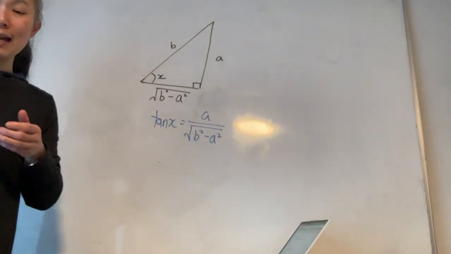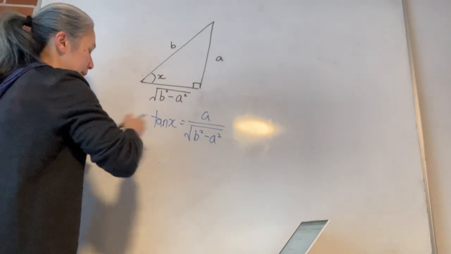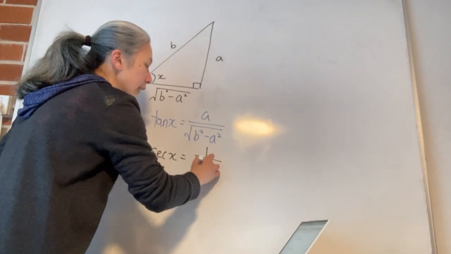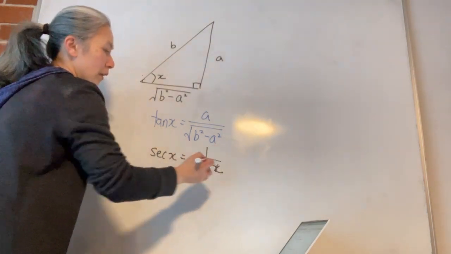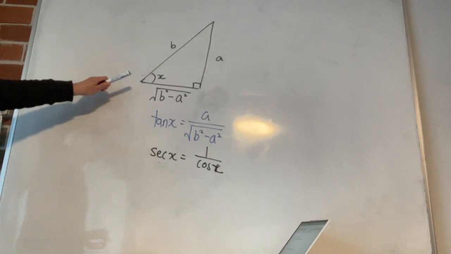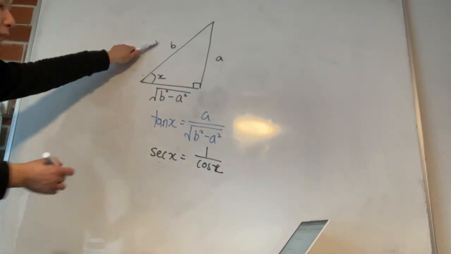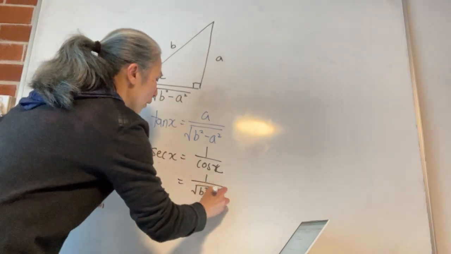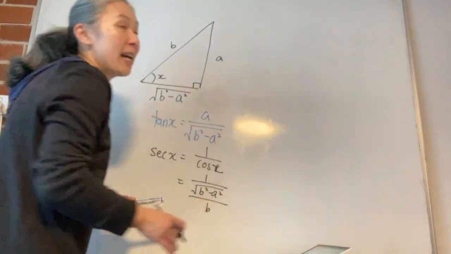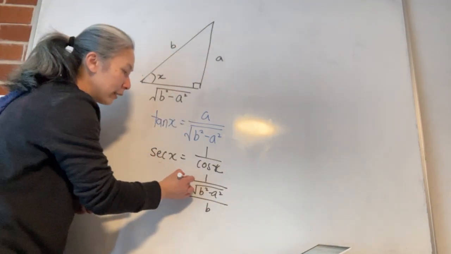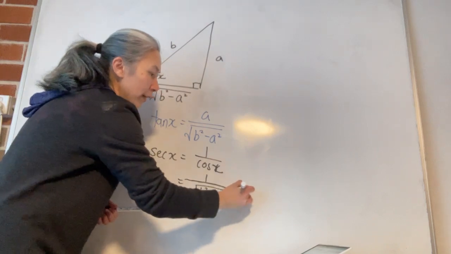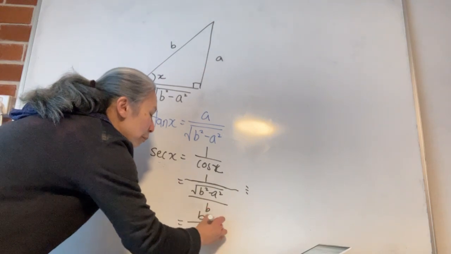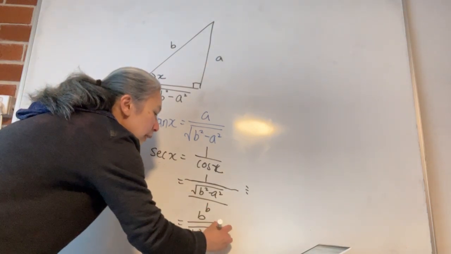And the second question is sec x. It is 1 over cos x, right? And cos x is adjacent over hypotenuse. So you are going to have 1 over adjacent over hypotenuse. And we know this line is your divide, and you do the divide and then you change it to a times. Eventually, you're going to get b over the square root of b squared minus a squared.